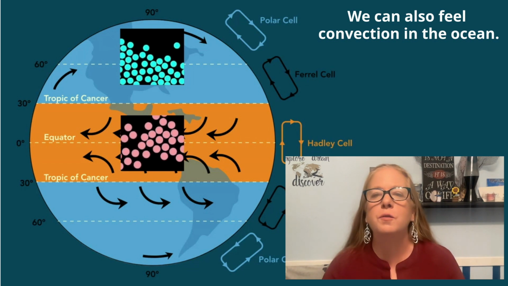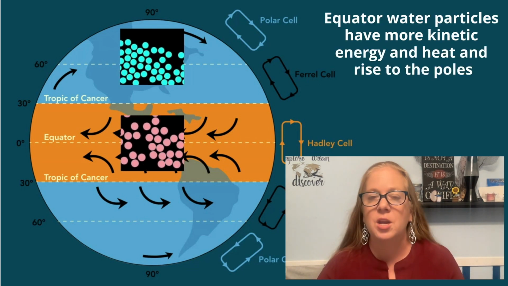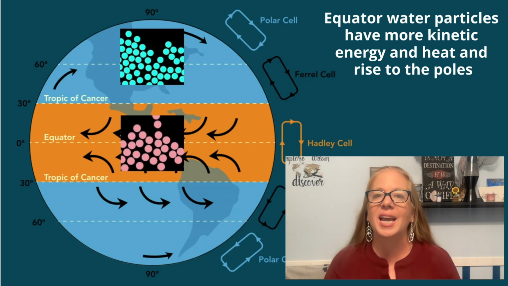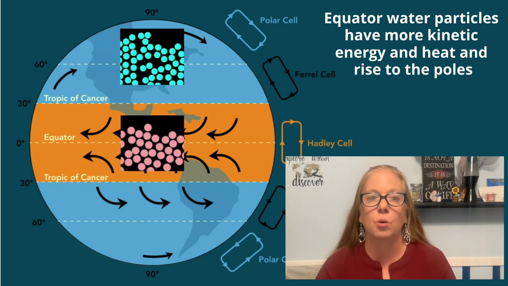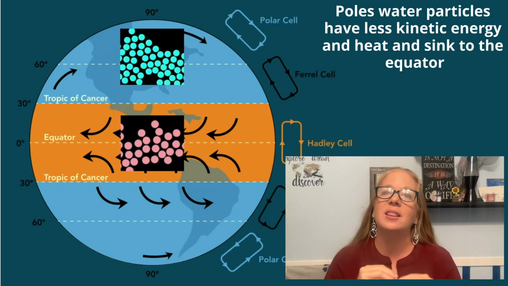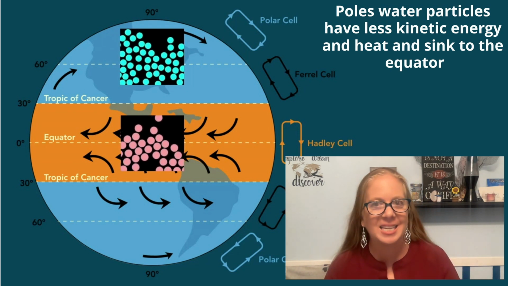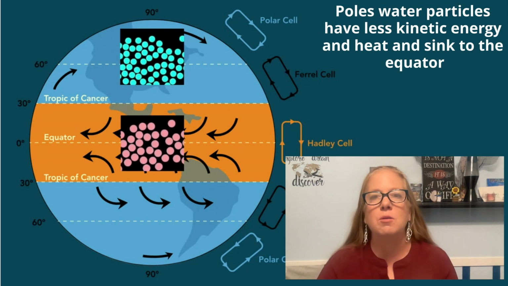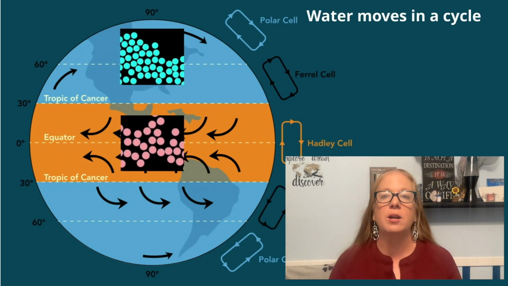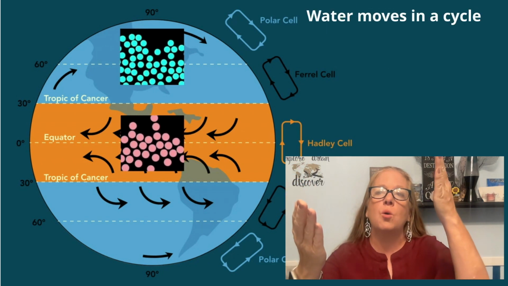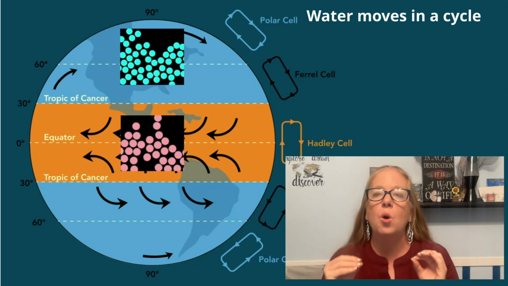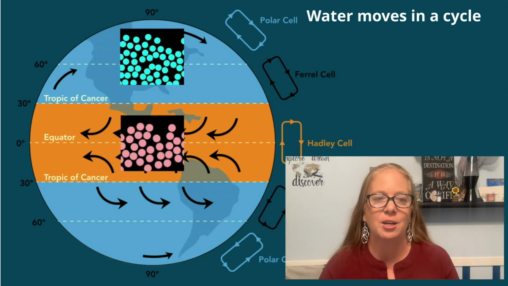We can also feel convection in the ocean. You see, the water at the equator has greater kinetic energy, so it tends to move towards the poles. At the same time, the water at the poles has less kinetic energy, so it moves towards the equator. The warmer water from the equator moves to the poles, and the colder water from the poles moves to the equator. The whole process continues in a cycle.